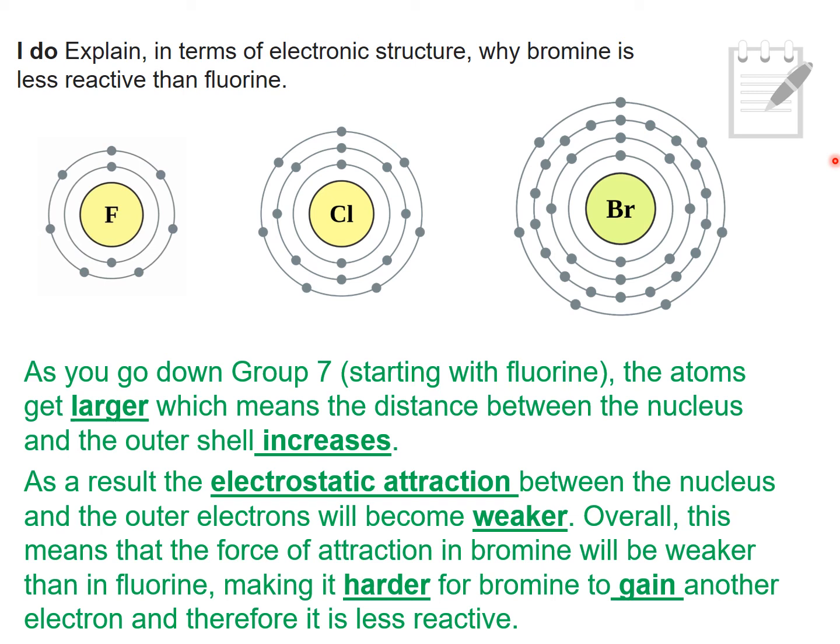So not like the alkali metals, halogens need to gain an electron rather than lose an electron. So if the force of attraction is weaker, this will make it harder for the halogen to gain another electron. So because in bromine the electrostatic attraction is weaker, this makes it harder for bromine to gain another electron compared to fluorine, and therefore it is less reactive.